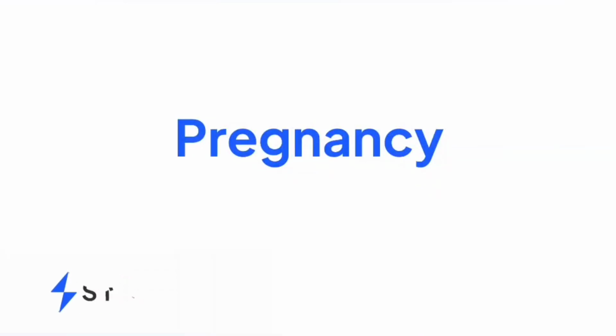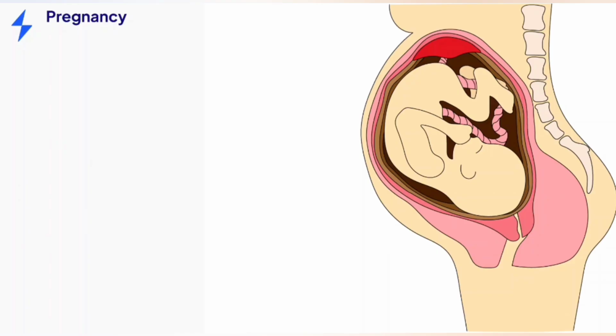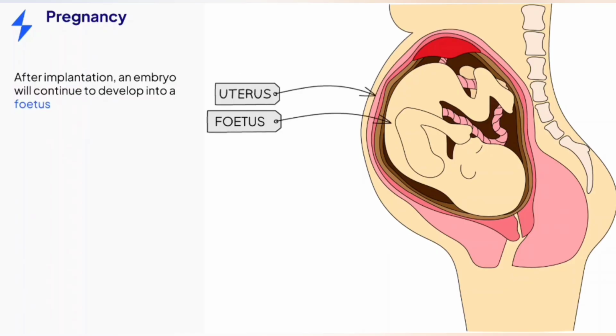This video is on the topic of pregnancy and the placenta and is intended for those studying the extended course. After implantation, an embryo develops into a fetus inside the uterus. It will reach full term after around 9 months, and this is known as the gestation period.